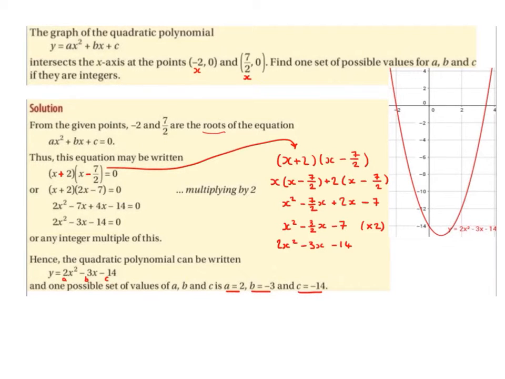And if we were to draw out the graph, it would look like this. So a U-shaped graph, its roots are minus 2 and 7/2, and it crosses the y-axis at minus 14. So minus 14 was the y-intercept.